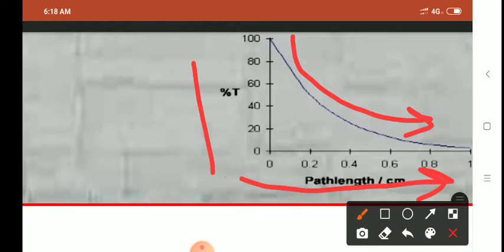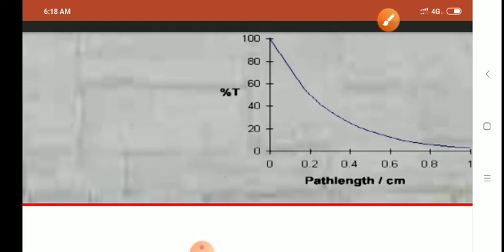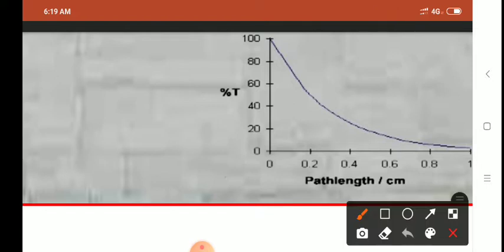Absorption and transmittance are two opposite phenomena. If we focus 100% light and 75% is absorbed, what will be transmitted? 25%. So the two are opposite terms, transmittance and absorbance, right? If the path length, the thickness of the absorbing material, goes on increasing, light transmitted goes on decreasing and light absorbed goes on increasing. That is what Bouguer's law says.